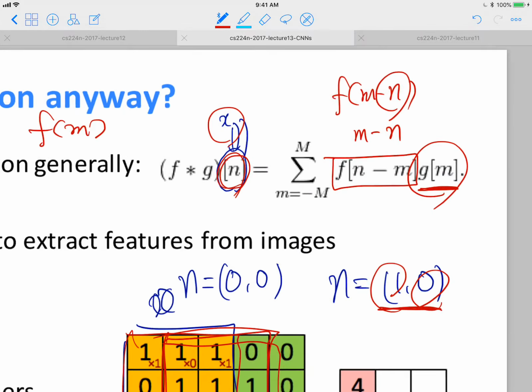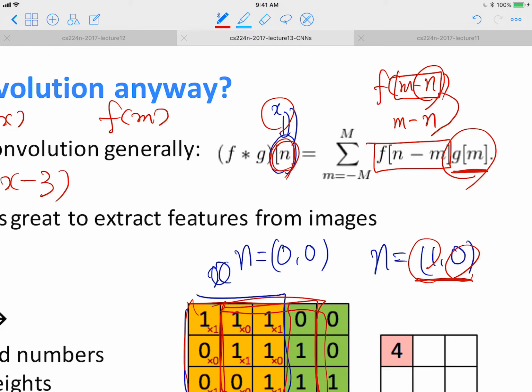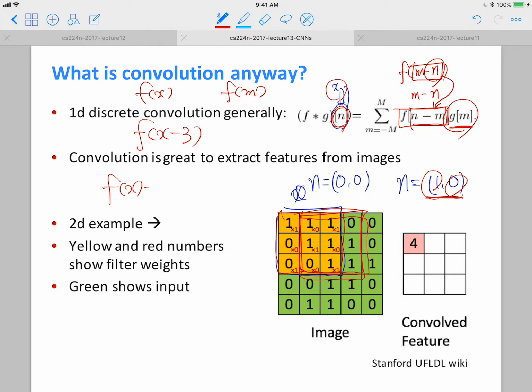But there is one difference. m minus n is actually represented by n minus m. So it can be viewed as: we have f of x, and we flip our function f of x into f of minus x, and then f of x minus 3, for example, becomes f of 3 minus x.